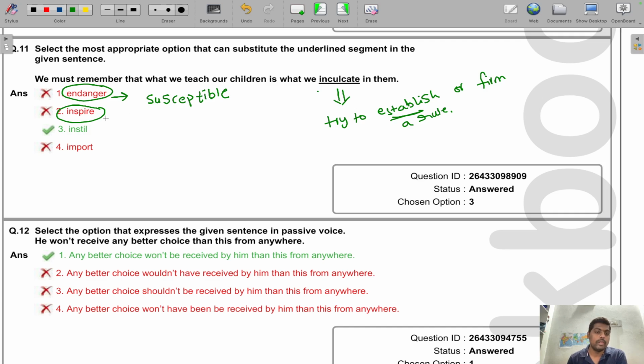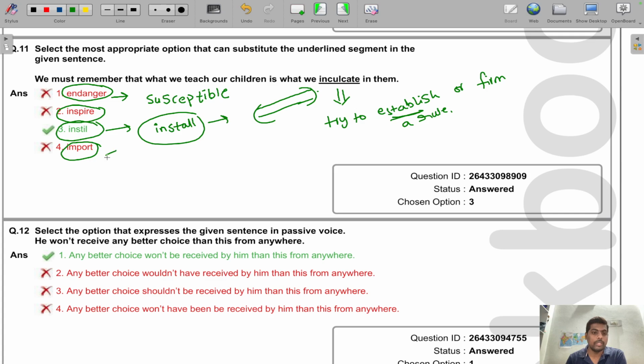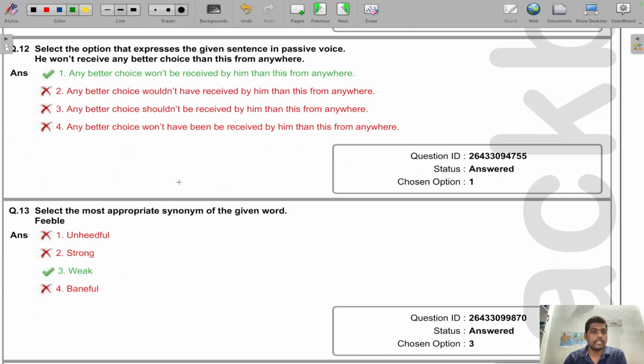Inspire means you are trying to make an inspiration for others. Instill means you try to install, or you try to put in the same way. Inculcate and instill are actually synonyms, guys. Instill and inculcate you can say are the same. Import means it is importing something. This is not the correct answer, so you might get confused between these two, but most appropriate is this one only, instill only. Let us go to the next question, guys.